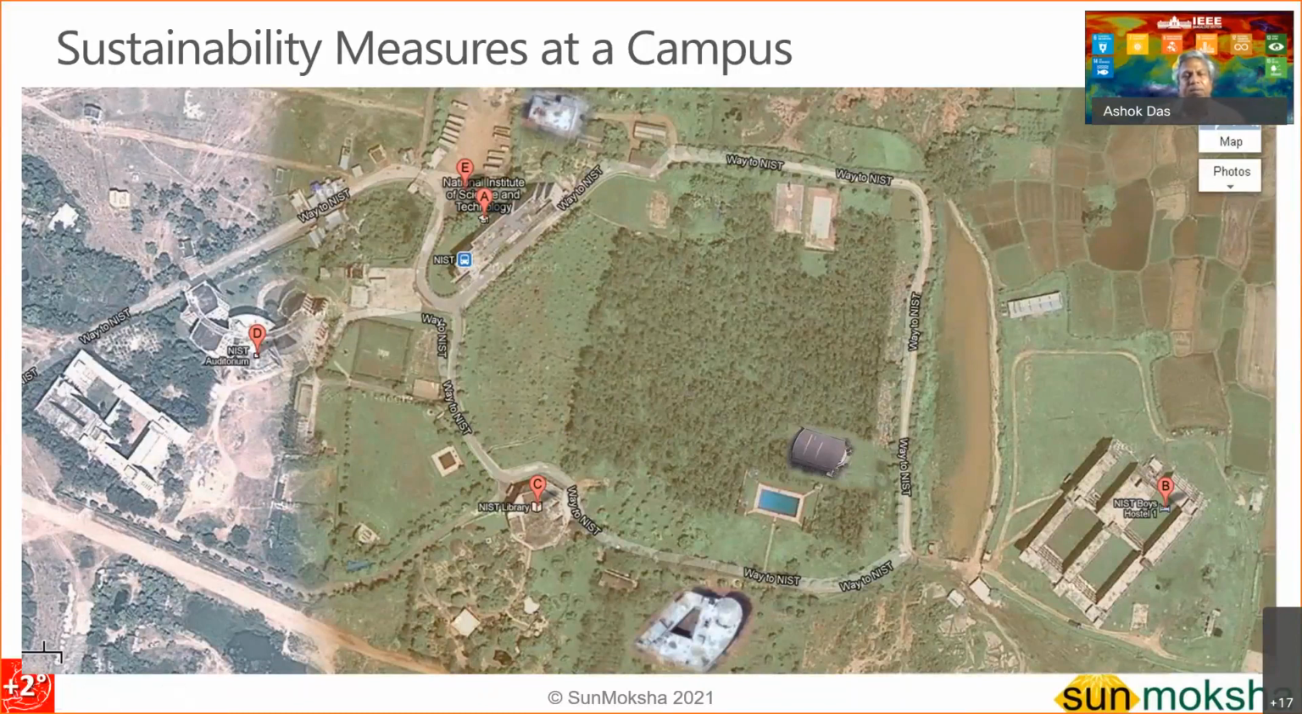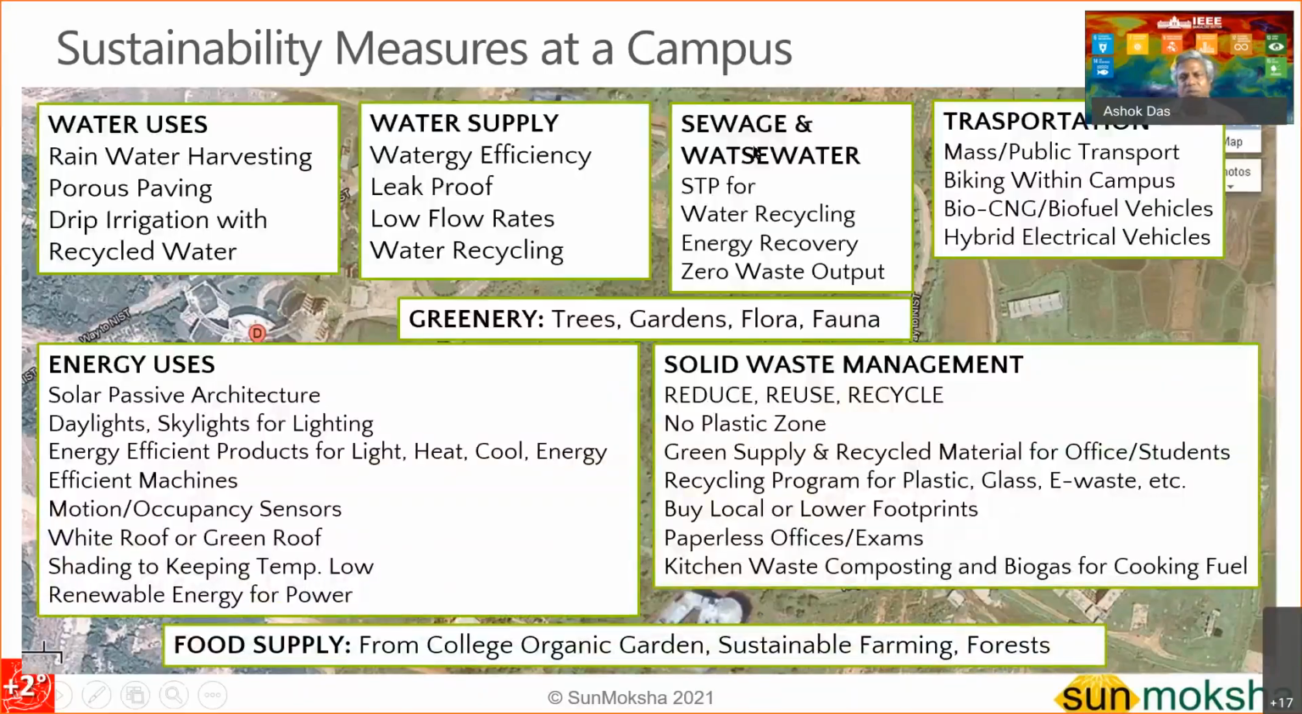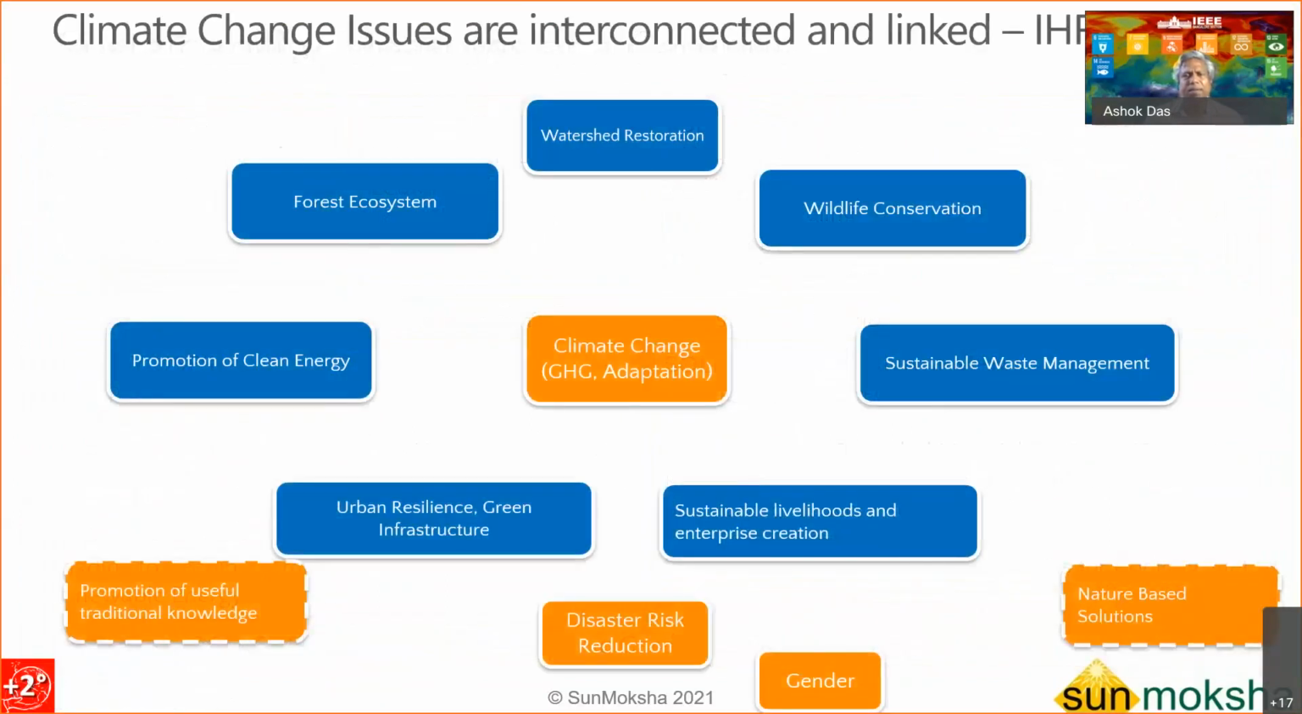That will help reduce GHG emissions. Water uses, water supplies, sewage water, wastewater, transportation, energy uses, waste management, food supply, greeneries, all of these contribute to reduction in the greenhouse gas emissions. And as you can see, this is not something that is in isolation. The technologies and the solutions and the problems are really interrelated.